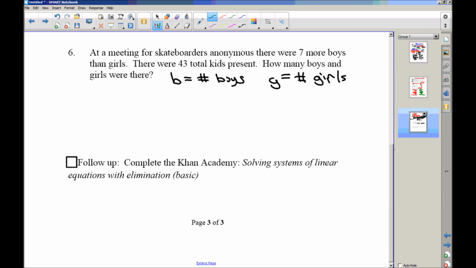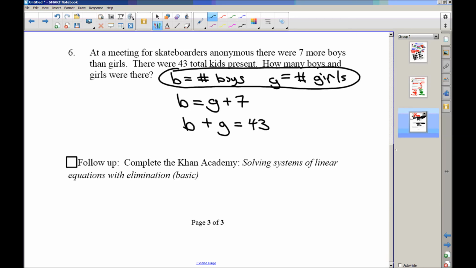So there should be more boys than there are girls. So the boys should be bigger than the girls' value. So I'd have to add 7 onto the girls to make it equal. And then it says there are 43 total kids present. So that says the boys plus the girls should equal 43. So here's our system of equations. We have the variables, and we have a system here that we would have to solve.